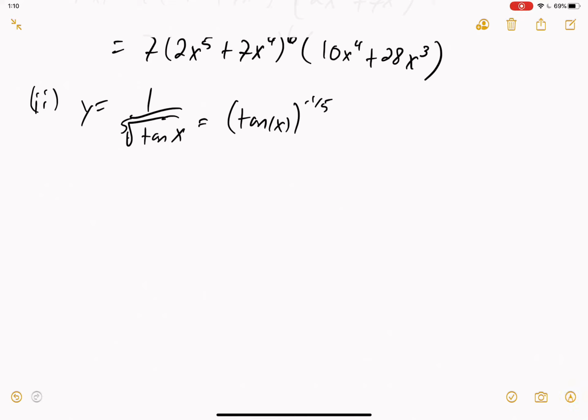The radical sign with 5 indicates the 5th root, or the power 1 over 5. So that's why we're going to write it in this notation, and then we can just use the power rule again, well, the power rule mixed with the chain rule.